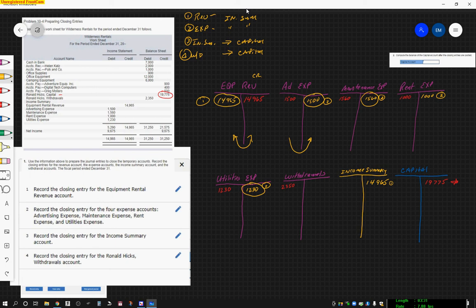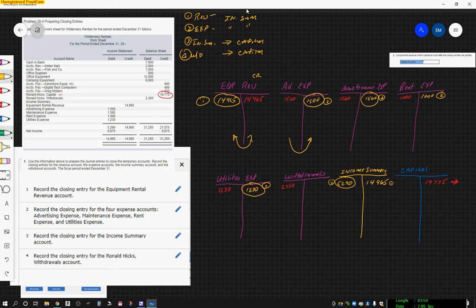Where is the debit going to come from? Well, we're going to take the sum total of all 4 of these accounts, which is $5,290, and create a debit of $5,290 into the income summary. So there is our second closing. And that closes out everything but the withdrawals.